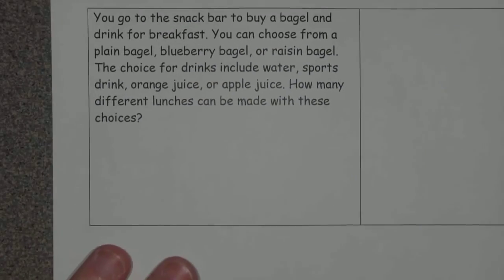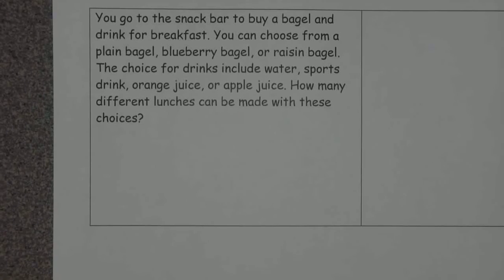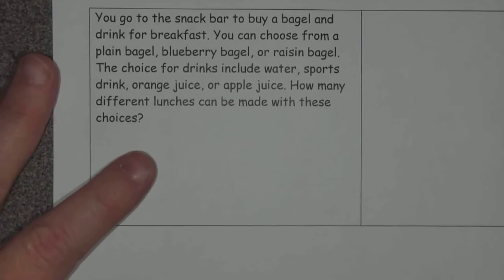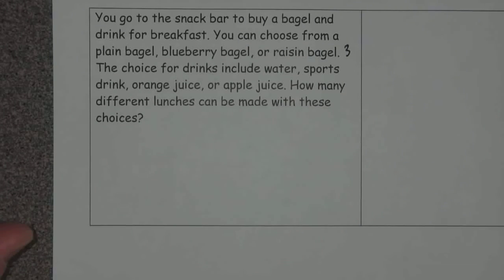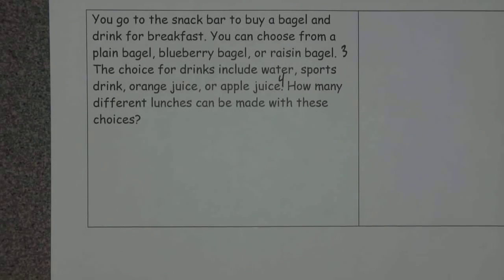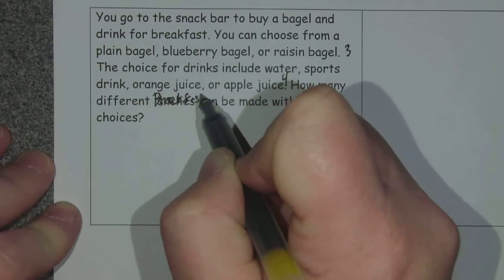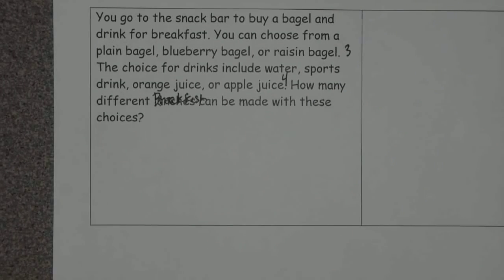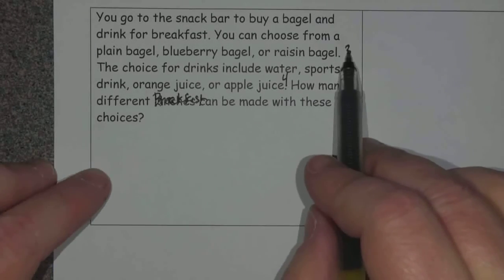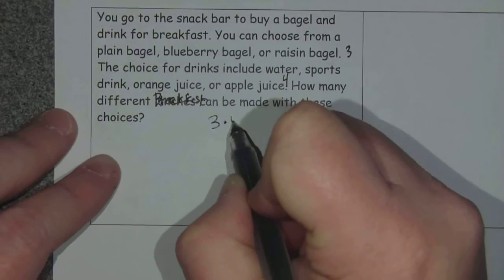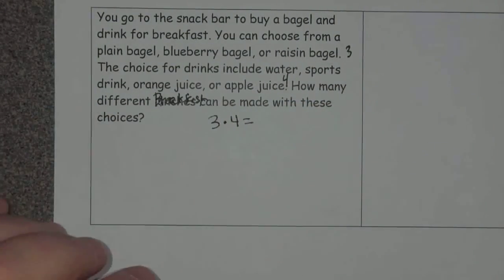So last example on the back side. You go to the snack bar to buy a bagel and a drink for breakfast. You can choose from a plain bagel, a blueberry bagel, or a raisin bagel. So how many choices on bagels? 3. The choice for drinks include water, sports drink, orange juice, and apple juice. So how many total for drinks? 4. So how many different, it says lunches here, and it should have said breakfast because up above it said breakfast, but how many total breakfasts can be made with these choices? So we had 3 choices here and 4 here. So don't I get to do 3 times 4, which is 12.